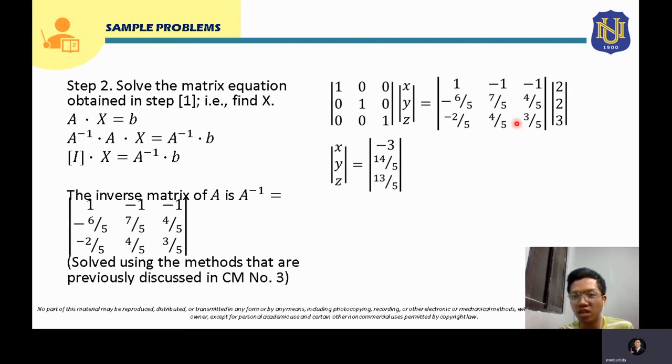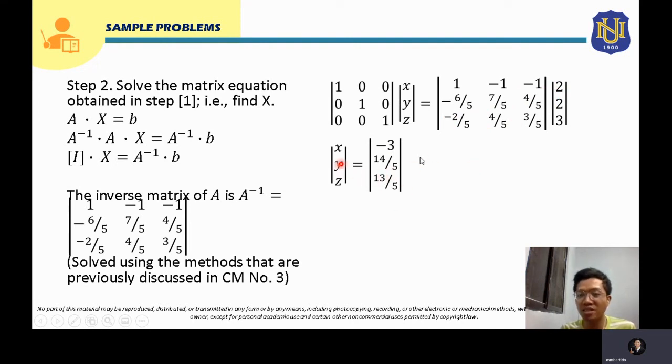And then here, we are going to perform the operation. We're going to multiply this 3 by 3 matrix to this column matrix. So this will just be 1 times 2 plus negative 1 times 2 plus negative 1 times 3. Inputting that in your calculator, it will give you negative 3. Then we have here negative 6 over 5 times 2 plus 7 over 5 times 2 plus 4 over 5 times 3, and it will give you 14 over 5. And then negative 2 over 5 times 2 plus 4 over 5 times 2 plus 3 over 5 times 3, it will give you 13 over 5.